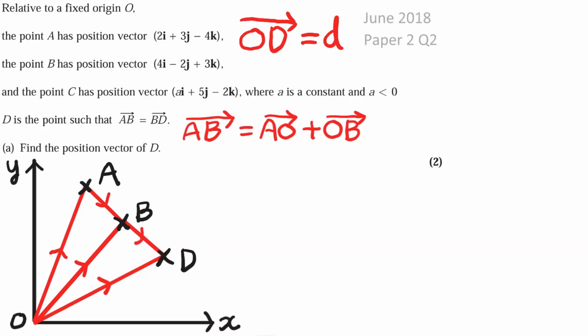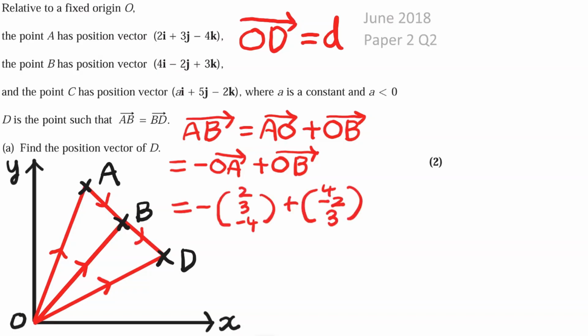We know OB, this is the position vector. We don't know AO, but as we talked about before, vectors are direction specific. So AO is equal to minus OA. So we've got an equation that AB is equal to minus OA plus OB, and we can use the position vectors here in order to figure this out.